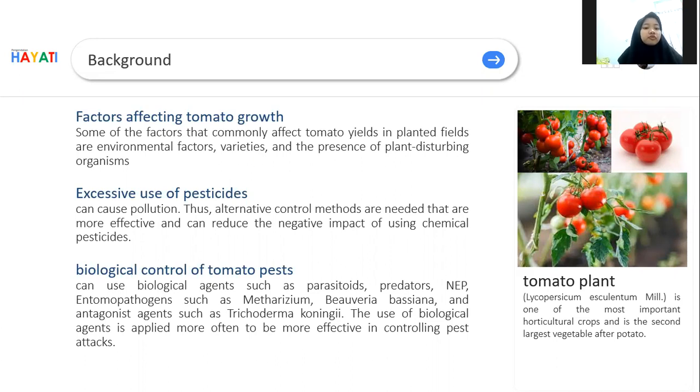Biological control of tomato pests can use biological agents such as parasitoids, predators, NEP, entomopathogens such as Metarhizium, Beauveria bassiana, and antagonist agents such as Trichoderma longibrachiatum. The use of biological agents is applied more often to be more effective in controlling pest attacks.